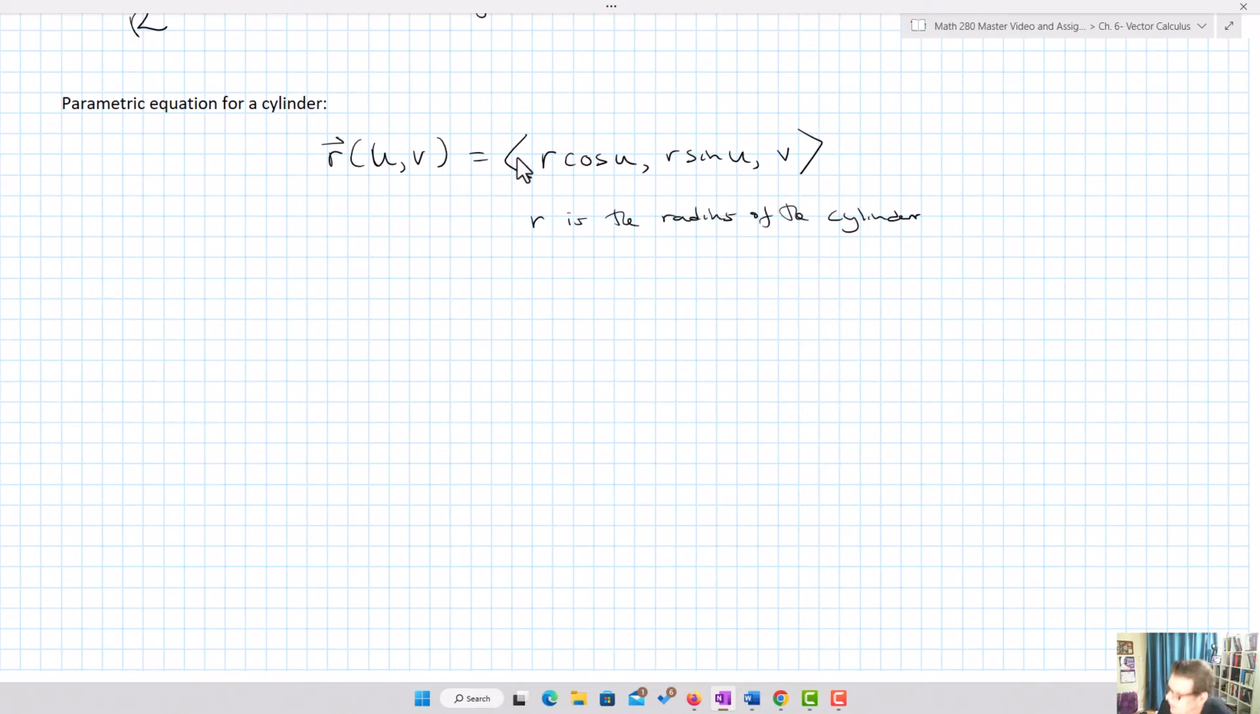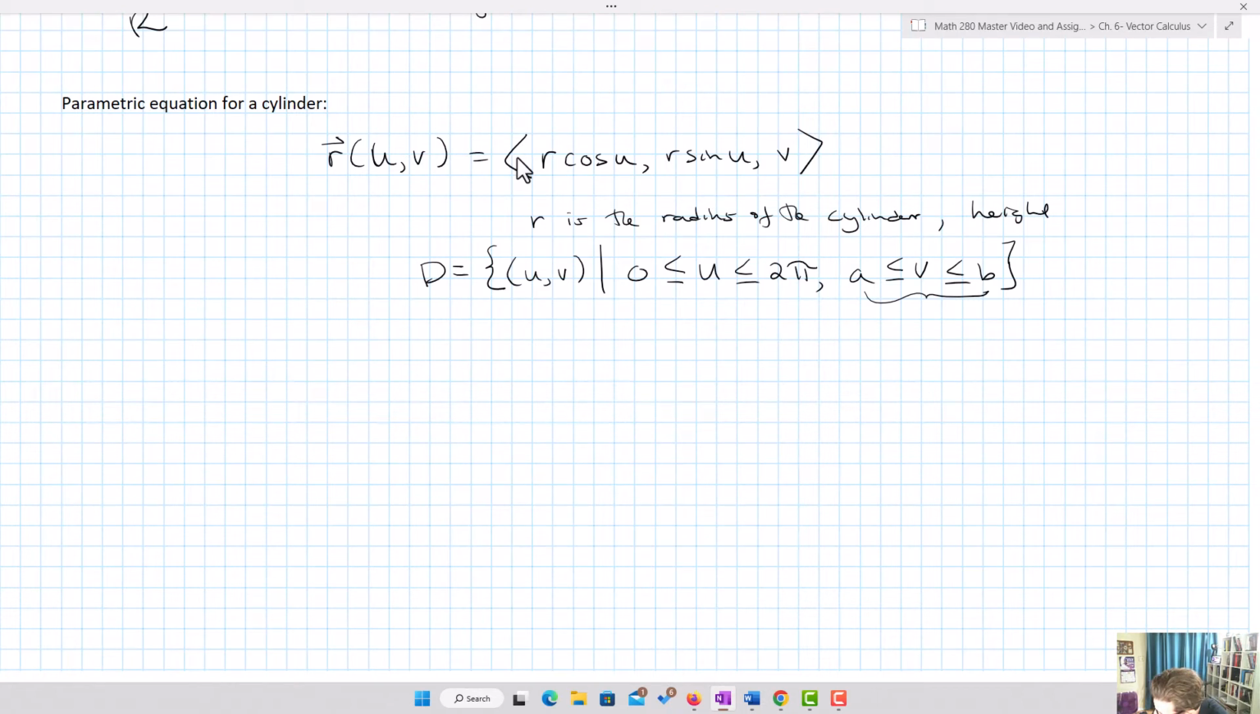And then we can constrain how that cylinder is going to look by taking our domain. For example, we might write our domain as D equals the set of u and v such that u is greater than or equal to 0 and less than or equal to 2 pi, and v is greater than or equal to a and less than or equal to b. What this would do is have the cylinder go between a and b. The bottom of the cylinder would be a, the top of the cylinder would be b, and the height of the cylinder would be b minus a. And that's an equation for a cylinder.